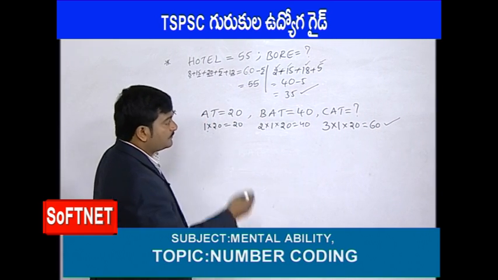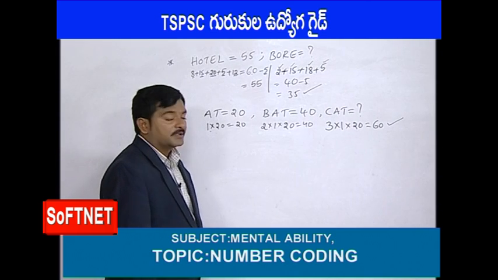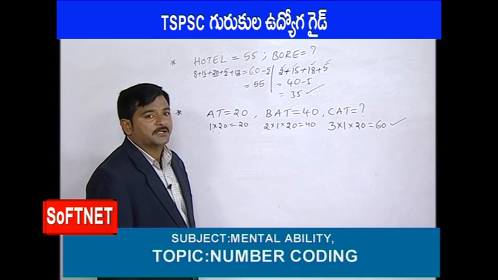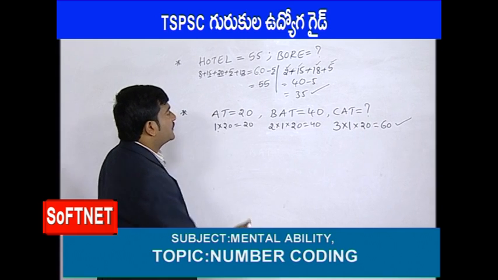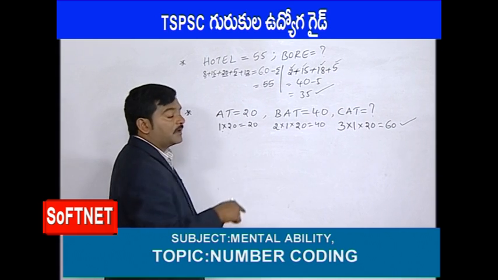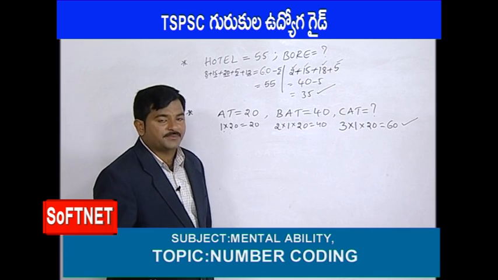Or else the code for the given word cat is, how much am I getting? 60 I am getting. Okay, I hope you understood this beautiful example also. The concept involved in this example is multiplication.